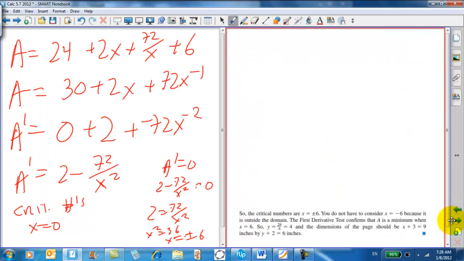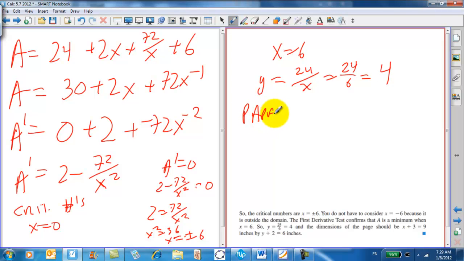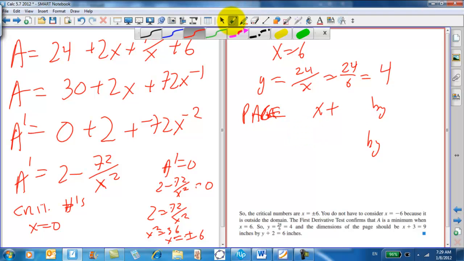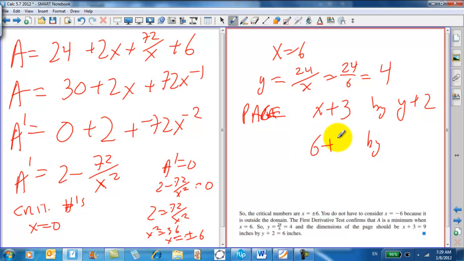And sure enough, when x equals 6, y, remember, was, I believe, 24 over x, right? So we get 24 over 6, so we get 4. So the dimensions of the paper itself then, the whole page, x plus 3 by y plus 2, so that's 6 plus 3 by 4 plus 2, or 9 by 6. Should give us the minimum.